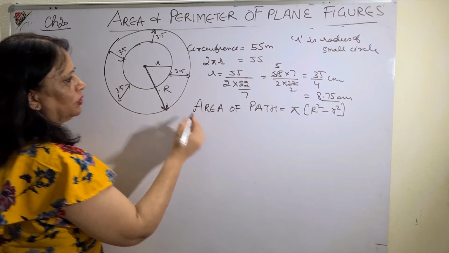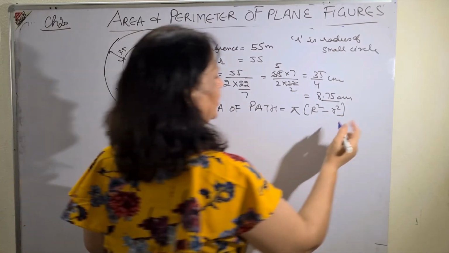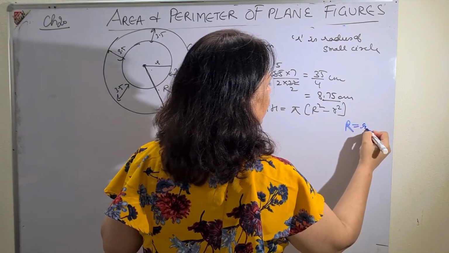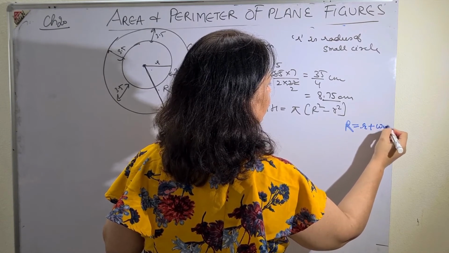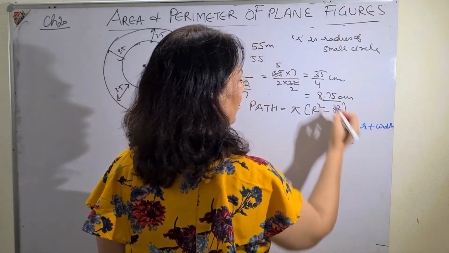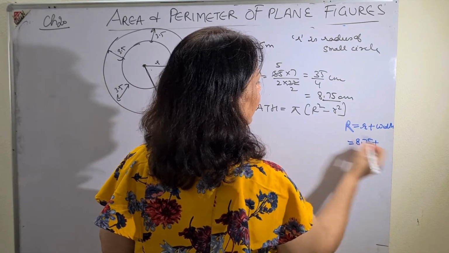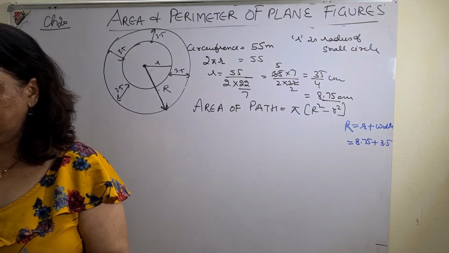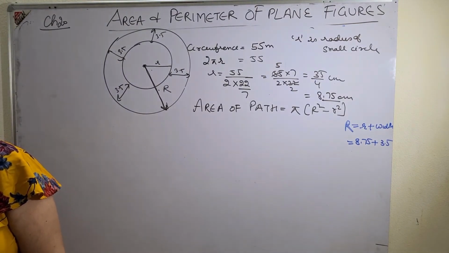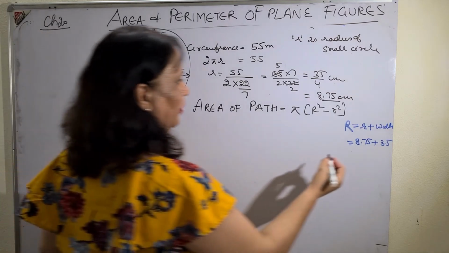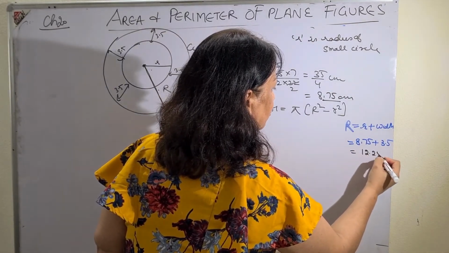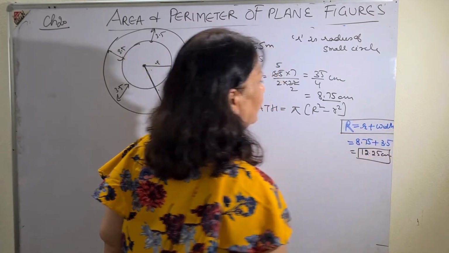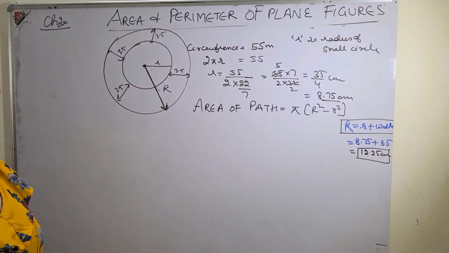And what is this radius equal to? I am writing with another pen so that it is very easy for you. Radius of the bigger circle is always small r plus width. Small r you have calculated as 8.75 and the width is given in the question as 3.5. So you will get the value of capital R: 8.75 plus 3.5, and when you add it, this will be equal to 12.25. Children, this step is very important. That is why I have underlined it and written it with a different pen.